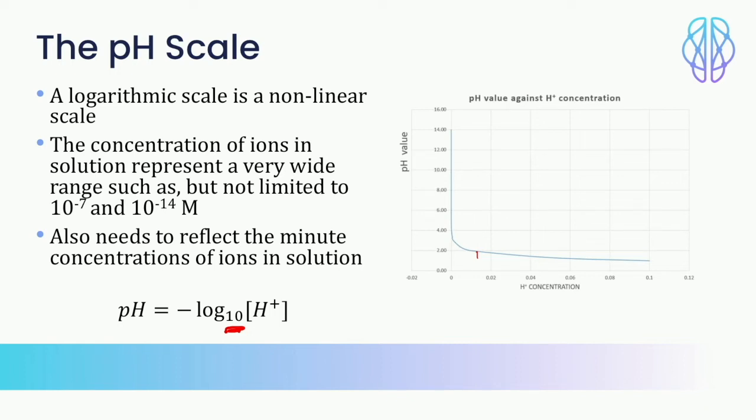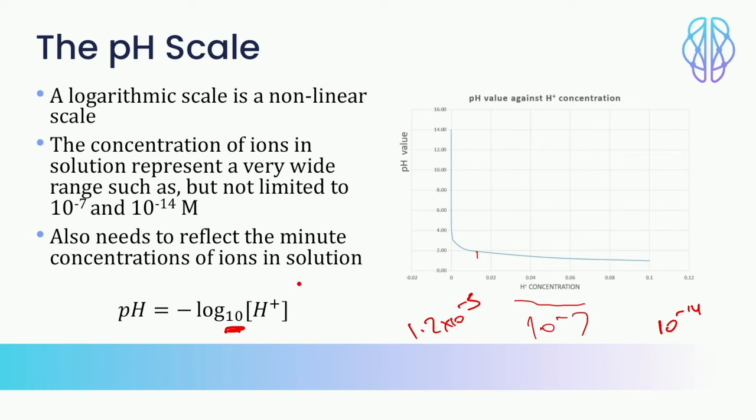If we were to classify pHs just based on H plus concentration, it would get very confusing and it would just be useless. Saying something has a concentration of 10 to the power of minus 7 or 10 to the power of minus 14 or 1.2 times 10 to the power of minus 5 would just be completely pointless. Thus, we need something that reflects the minute concentrations of ions in solutions. Thus, we have a logarithmic scale with base 10.